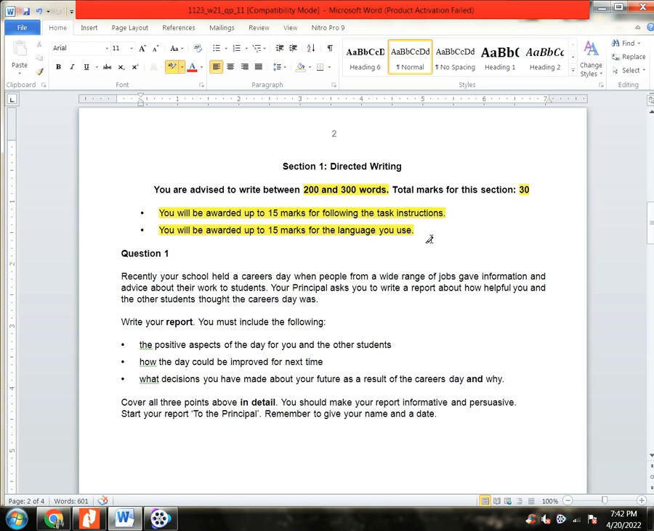15 marks for language doesn't mean just the language used. It doesn't mean just the lexical resource. Basically, it means the English language. So have you met the grammatical structure? Have you met the sentence structure? Have you managed the paragraphing and the punctuation? All of that comes under these 15 marks.